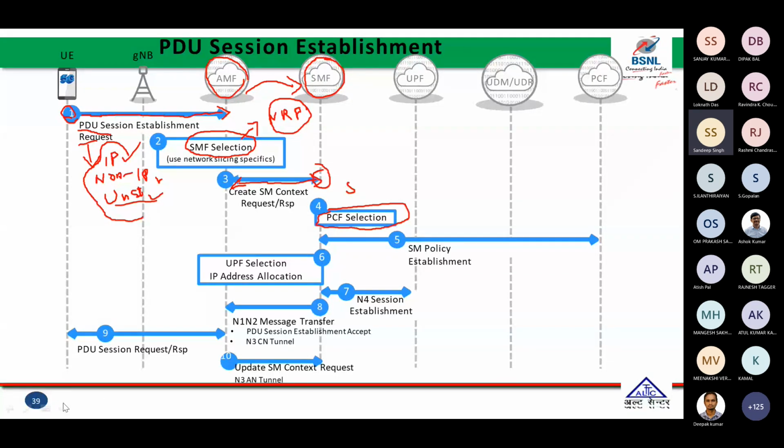This sends the PDU session accept response and the update session management context request, and on the N3 tunnel, a both-way tunnel ID is created between the gNodeB and UPF. The PDU session establishment has been done between the UE and your DN.